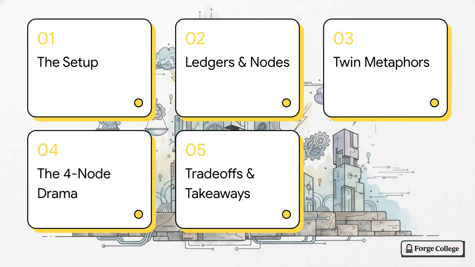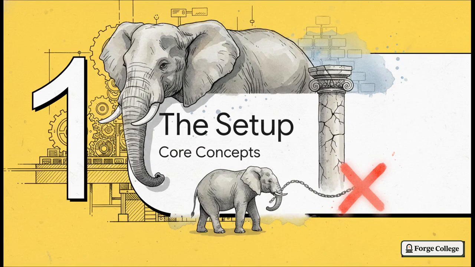Okay, let's take a look at the blueprint for today's explainer. We'll be covering the setup, ledgers and nodes, twin metaphors, the four-node drama, and we'll wrap up with trade-offs and takeaways. Let's dive right in. Part 1. The setup. Core concepts.